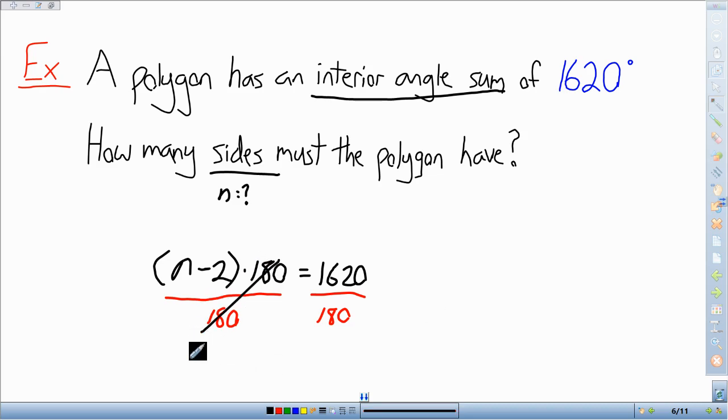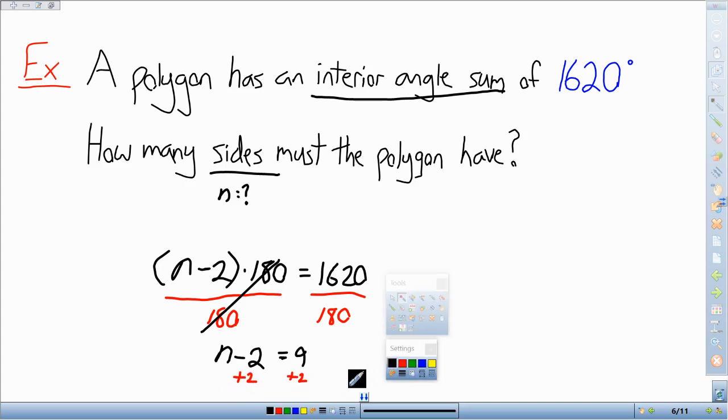Okay, so now the 180s are gone. Now I have this n minus 2. By the way, since there's nothing on the outside of it anymore, I don't need the parentheses anymore. So n minus 2, and my calculator, 1620 divided by 180, looks like I'm getting 9. And then last thing, solving for n, I know I need to get rid of this minus 2 by adding 2, and it looks like that n is going to equal 11. So how many sides does the polygon have if its interior angles add to 1620 degrees? 11 sides.